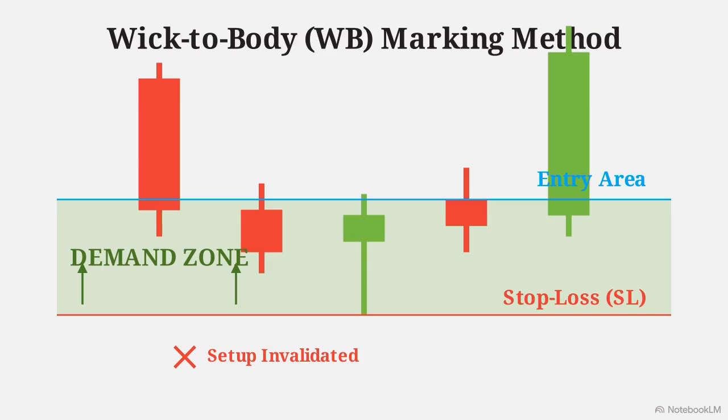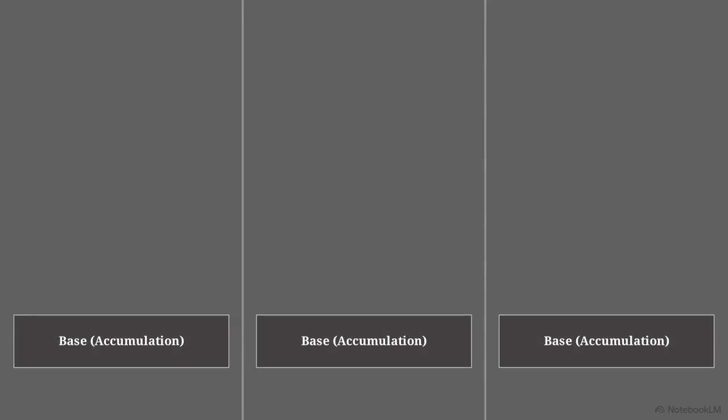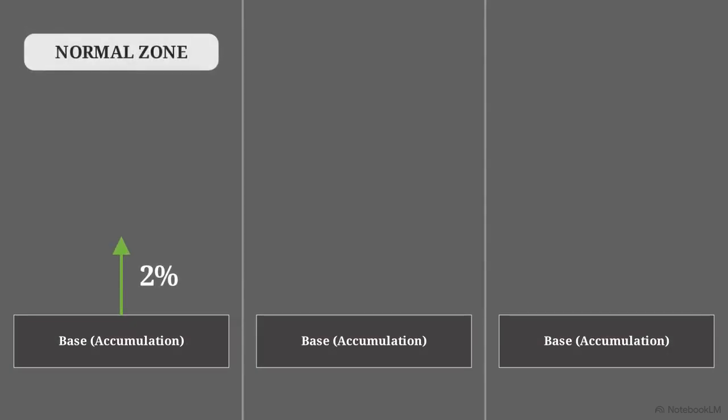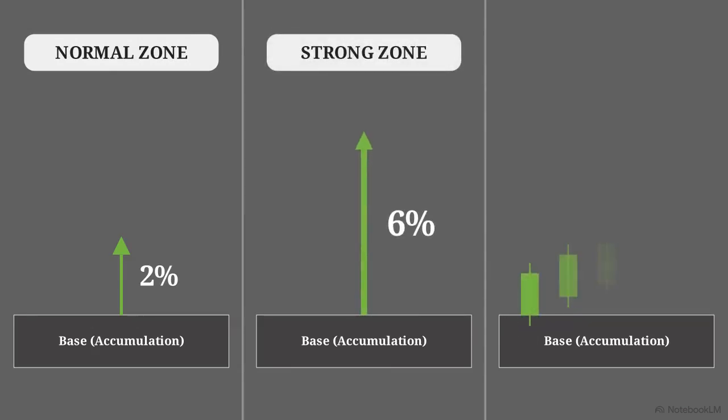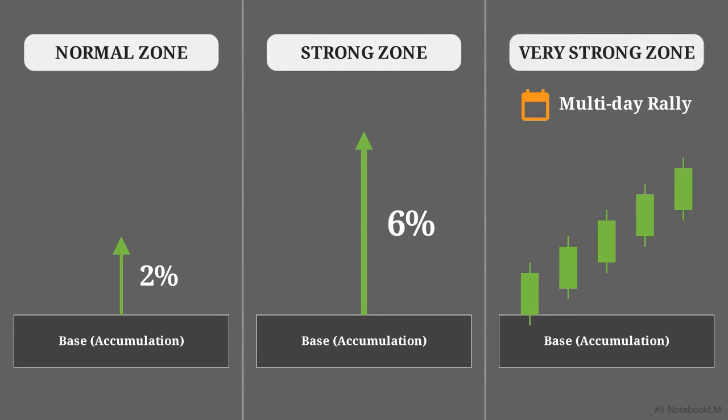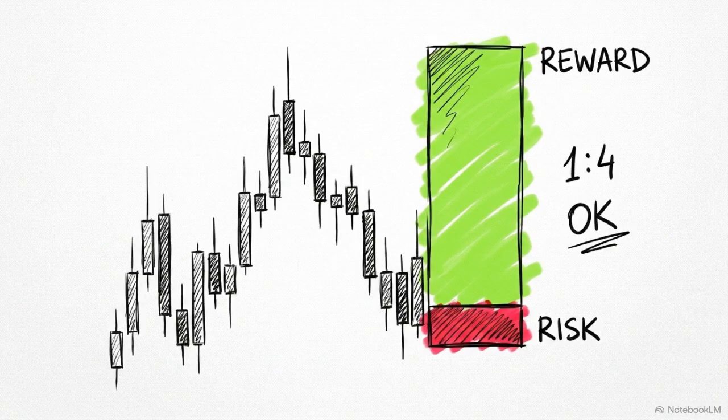The quality of these zones depends on the strength of the breakout that followed them. A minor 2% move suggests a normal zone, while a sharp 6% spike or a sustained multi-day rally indicates a very strong zone with high institutional interest. Combining these precise wick-to-body markings with a focus on high-strength breakouts provides a consistent framework for evaluating risk and potential reward.